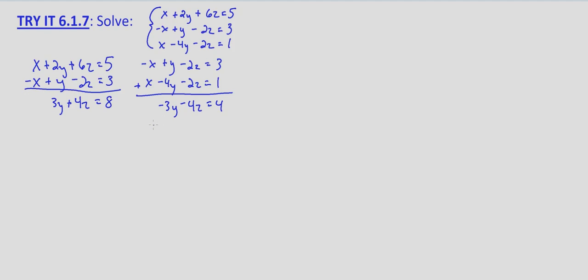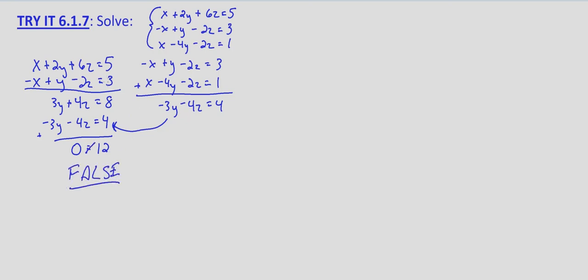So now if we just bring this equation over here, negative 3y minus 4z equals 4. If we add those equations, 3y minus 3y is 0. 4z minus 4z is 0. So we're just left with 0 on this side, but then 8 plus 4 equals 12. But wait a minute. 0 does not equal 12. So we end up with a false statement.